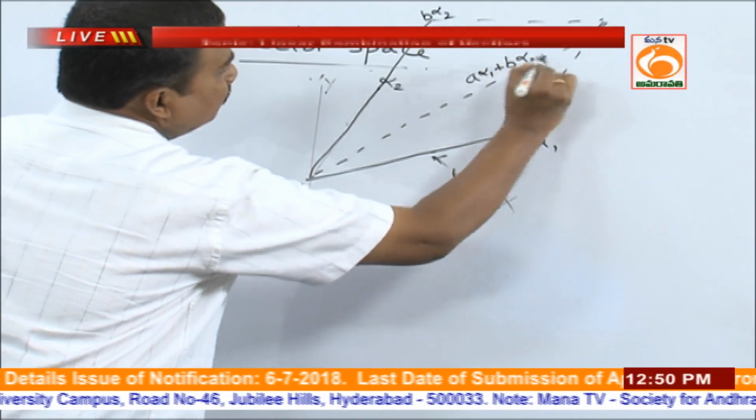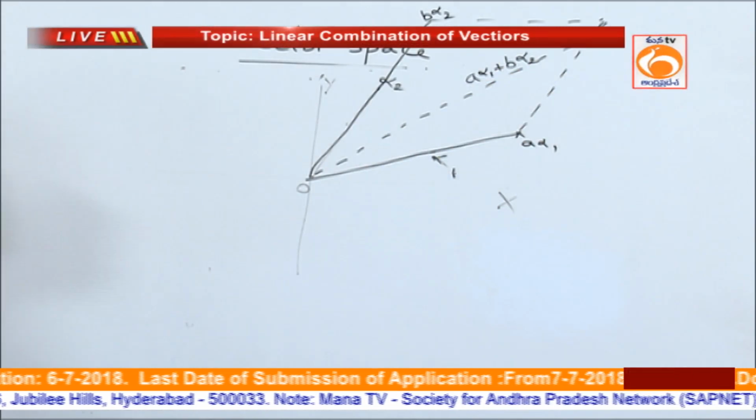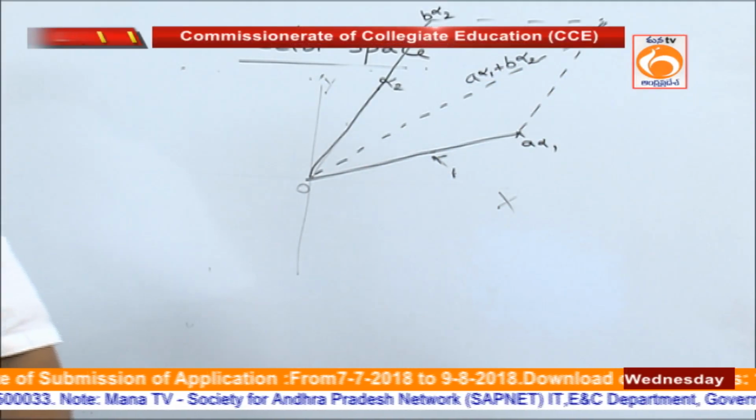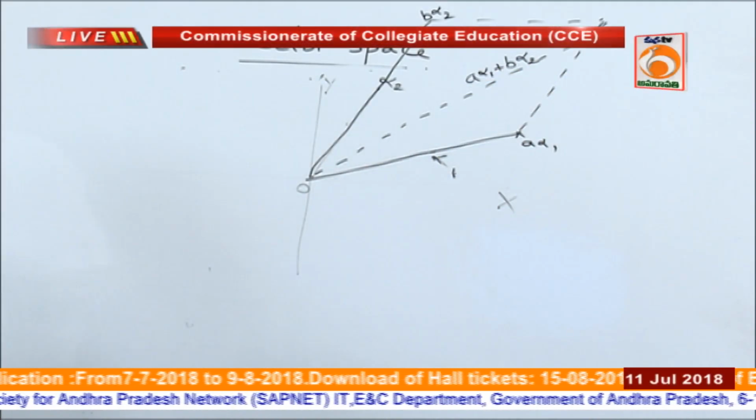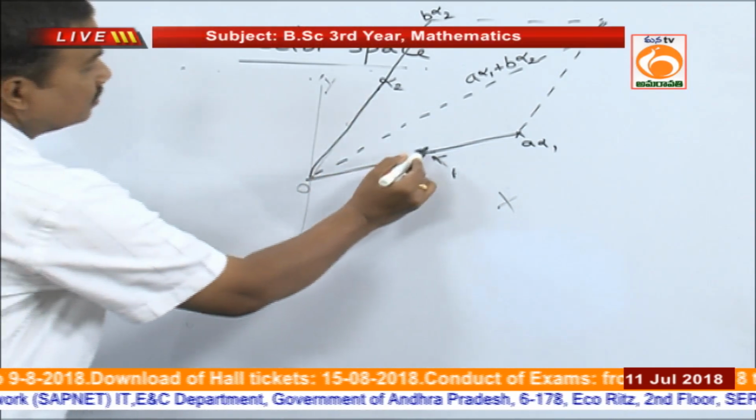But where does this vector lie? Where does this vector lie? Please note that this lies in the plane of alpha 1 and alpha 2, because alpha 1 is here and alpha 2 is here.